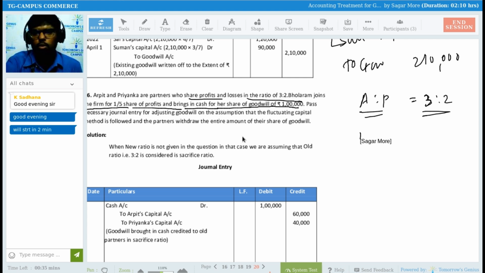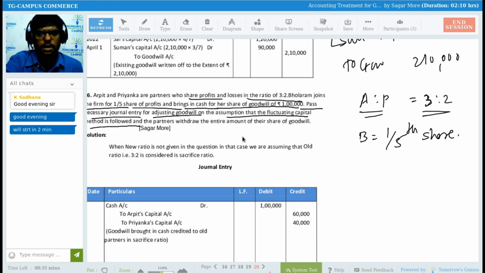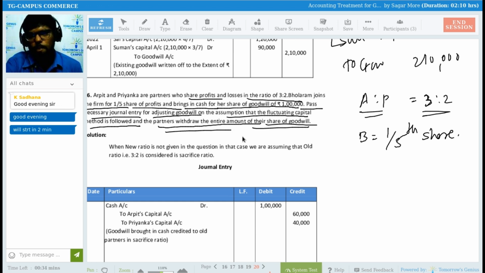Bolaram joins the firm for 1/5 share. So Bolaram is the partner who joins the firm for a 1/5 share in the profit, and brings in cash for her share of goodwill, 1 lakh rupees, into the business as goodwill. Pass necessary journal entries for adjusting goodwill on the assumption that the fluctuating capital method is followed and partners withdraw the entire amount of their share of goodwill, right? And they withdraw the entire amount of goodwill as well, right?